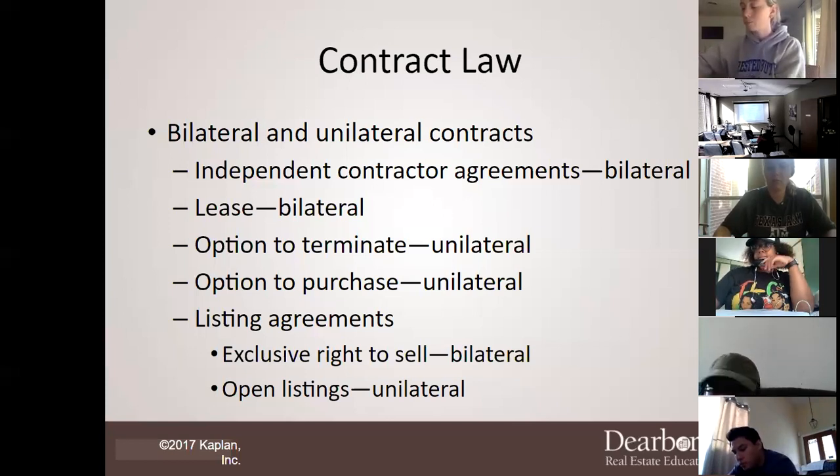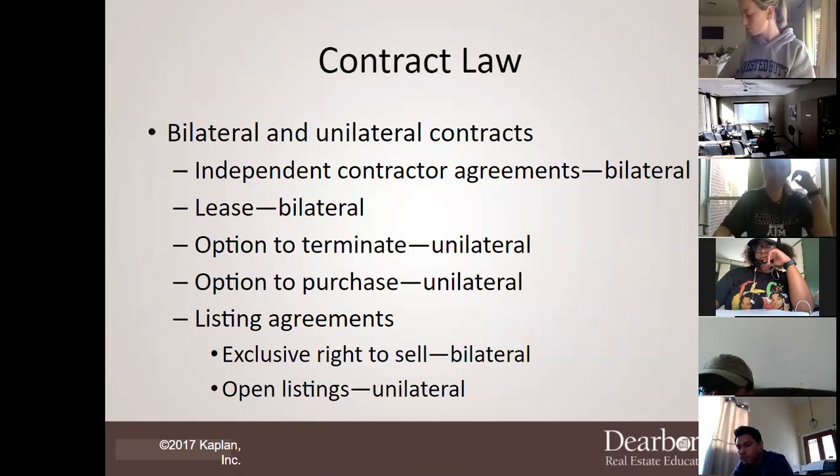Watch yourself there. Not the owner, but you're right, stay on it. Not the owner. Who's buying? The buyer. There you go. The buyer would have the unilateral option to terminate. The reason it's unilateral is because the other party is not promised to do anything.